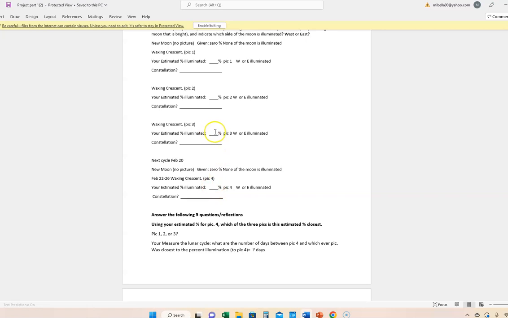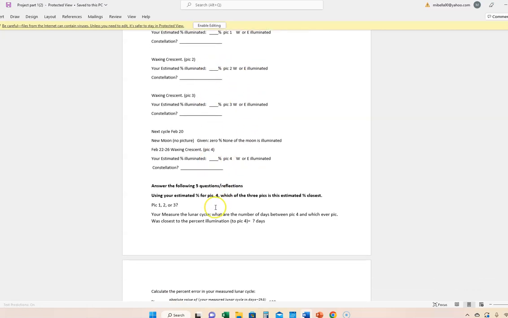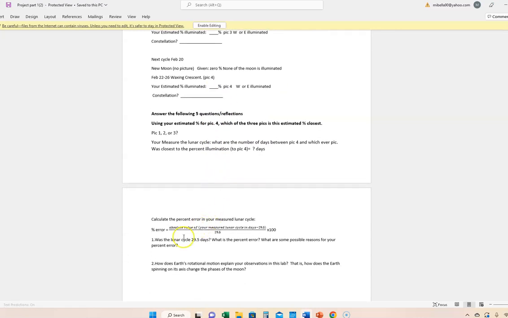If this one right here was, sorry, not 50%, because that wouldn't be a waxing crescent. But let's say it was 25%, and then this one was also 25% on the next phase. How many days occurred between picture 4 and picture 2? If it's one complete cycle, that should be 29 and a half days.